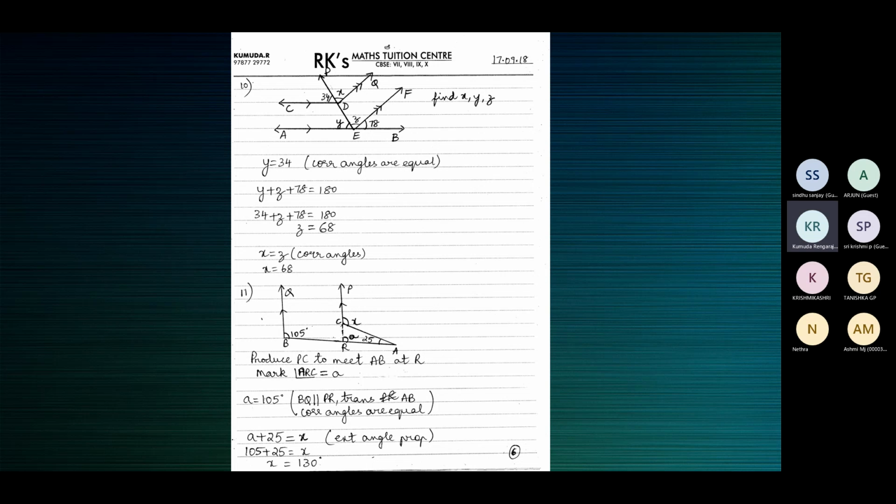Now you'll have to find x. You found y and z. Now you'll have to find x. So again, produce the lines. See?